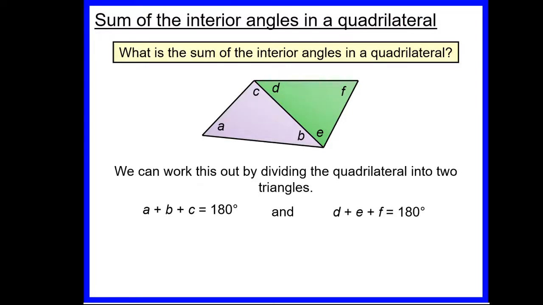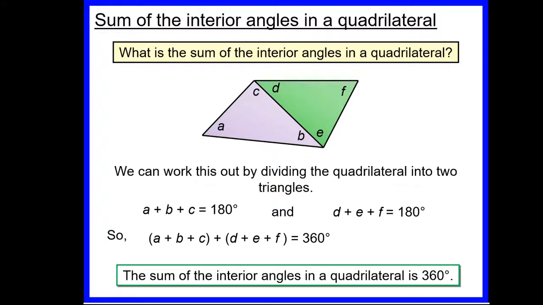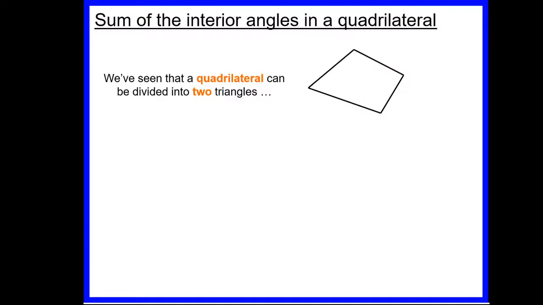So if I've got 2 triangles that add to 180 degrees, that gives us all of the different corners of our quadrilateral. If we add those together, then we get 360 degrees. So the angles in a quadrilateral add up to 360 degrees. Now we can use this method to help us to find the angles in any polygon. So we've seen that a quadrilateral can be divided into 2 triangles, giving us 360 degrees.